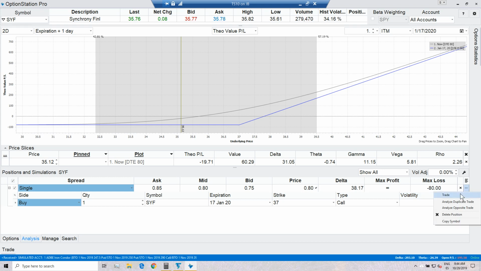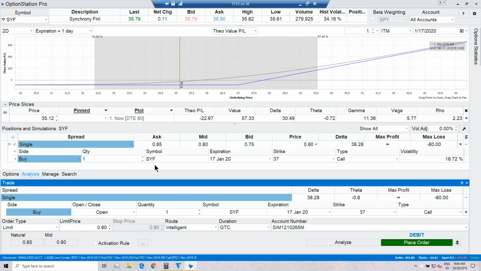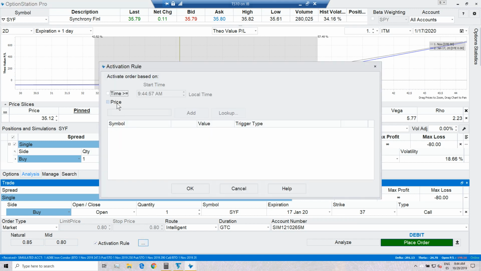So I'm gonna place an order to buy using market price, and I'm gonna buy with an activation rule, which is SYF goes below or equal than 35.12. That's the value that we got there. That's the value that we type here. Okay, so less than equal.